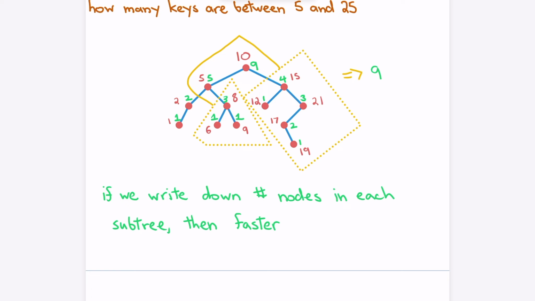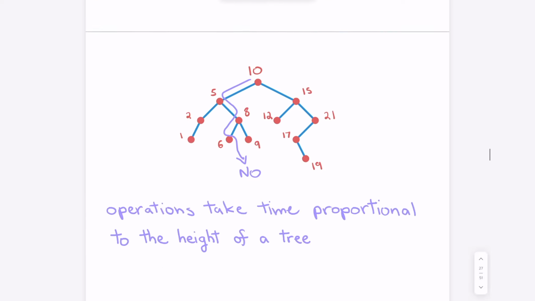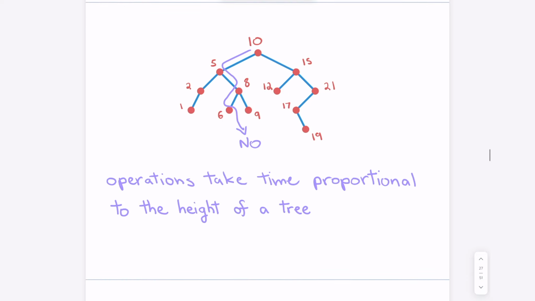If you write down the number of nodes in each subtree, then you can skip all of these interior subtrees that aren't so interesting and just add up the number quickly. So that's another technique. All these operations take time, in the worst case, proportional to the height of your tree, because you have to figure out where those endpoints are going to be. Even if you're doing these aggregation tricks, you still need to get to the bottom.